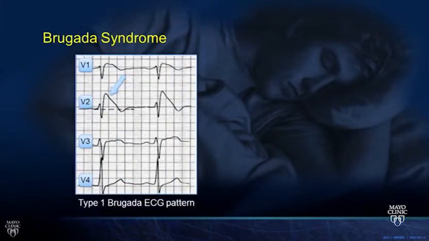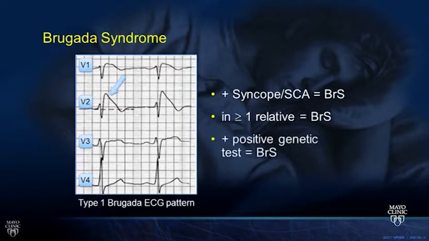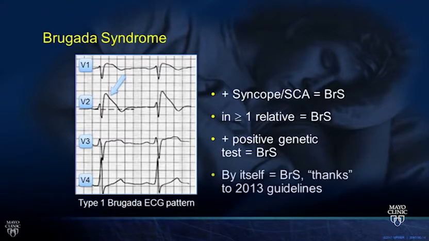So to sum up for Brugada syndrome, this ECG, type 1, and a faint we don't like, or a death attempt which we don't like, that's symptomatic Brugada syndrome. This ECG in your patient and in another one of his or her relatives, that is Brugada syndrome. This ECG and a positive genetic test, that is Brugada syndrome. And by itself, according to the 2013 guidelines, is equivalent to the diagnosis of Brugada syndrome.